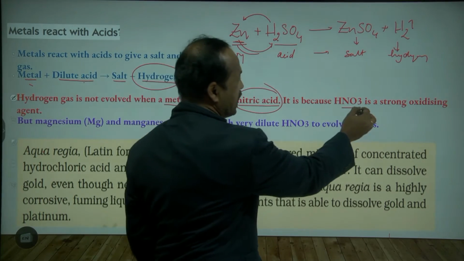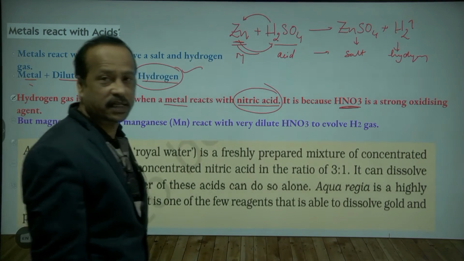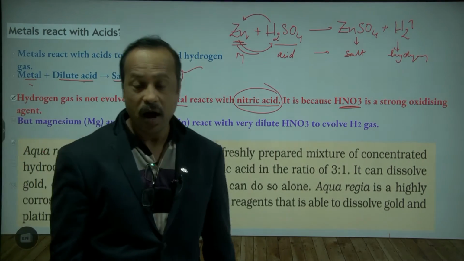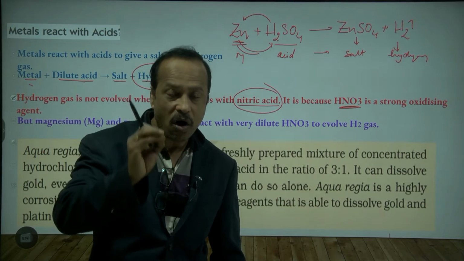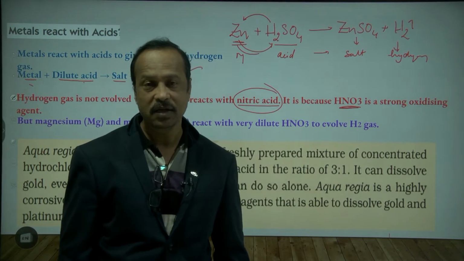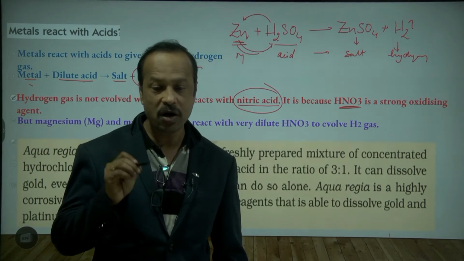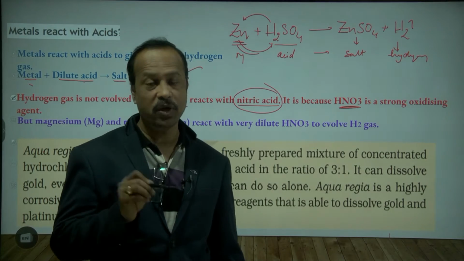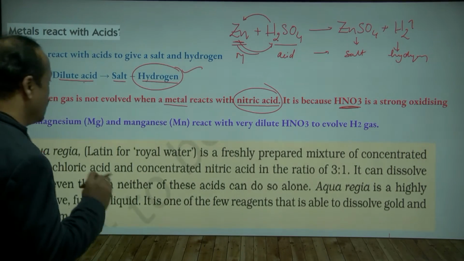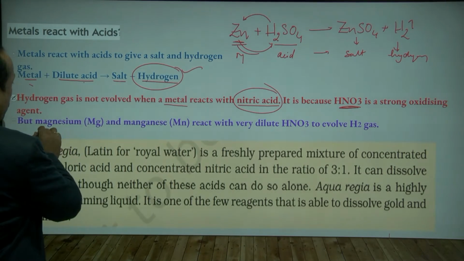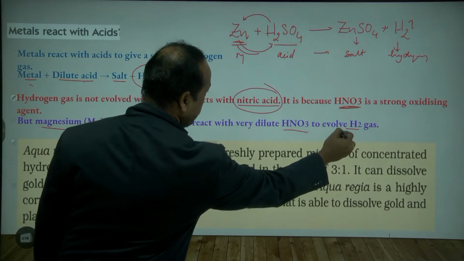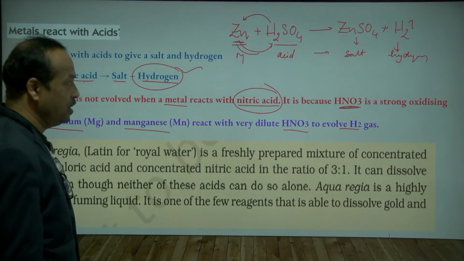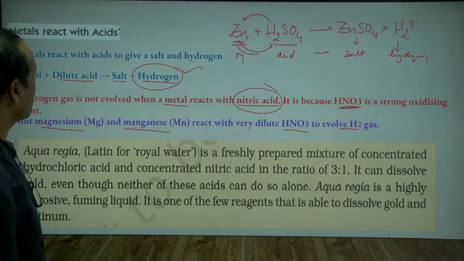What is the formula of nitric acid? HNO3. Why does it not release hydrogen? Because HNO3 is a strong oxidizing agent. So that is the reason. But of course, magnesium and manganese may react with nitric acid to evolve hydrogen gas. So this is about the reaction of metals.